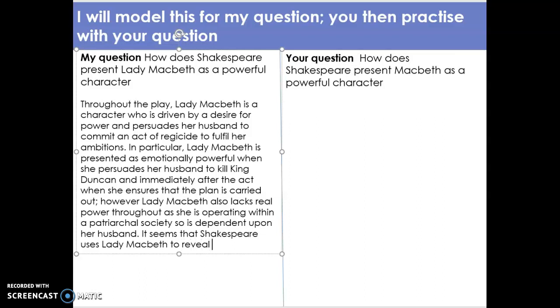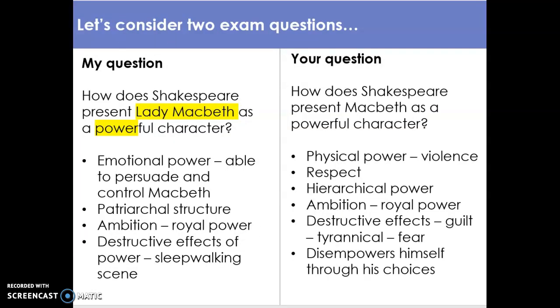It seems that Shakespeare uses Lady Macbeth to reveal the limitations or the... okay, I'm a little bit stuck here. I'm not sure what I want to say. So what I'm going to do, I'm going to go back to my plan, because I made a plan and I made these 4 bullet points of ideas. And when I'm trying to write and I'm thinking about the writing and I'm trying to think of what to say, it's really hard. My brain gets overloaded, and yours will do the same.